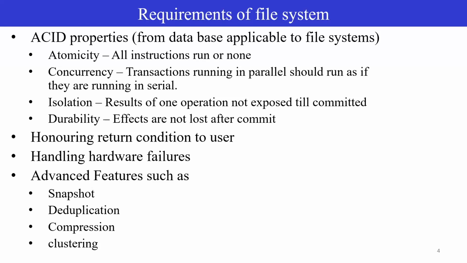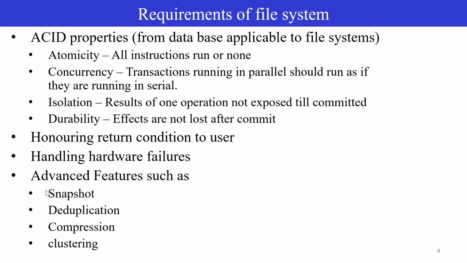And obviously the file system also has to take care of things beyond these software-ish characteristics. You have the hardware characteristics, which is handling hardware failures. File systems used to run earlier on cranky hardware. Nowadays, at least the hardware is pretty good. But you still need to make sure that whatever hardware failures happen are taken care of. And nowadays file systems have advanced features, okay, that are almost taken for granted.